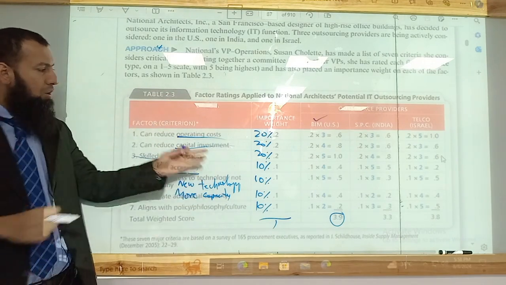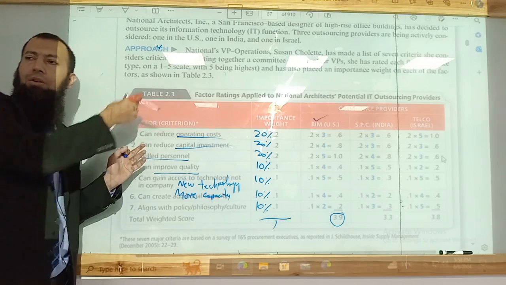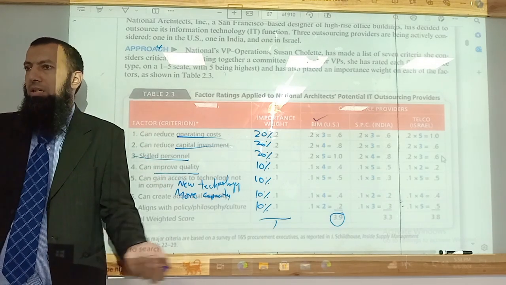For example, if you put a very important criteria and you give it very little weightage, what happens? Nothing?